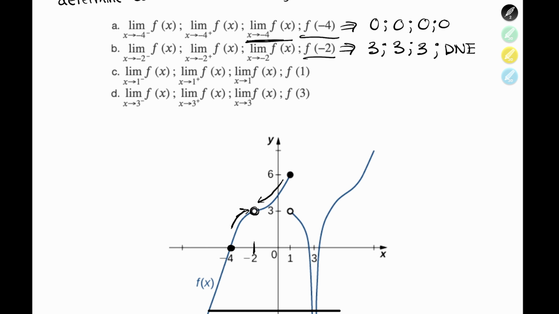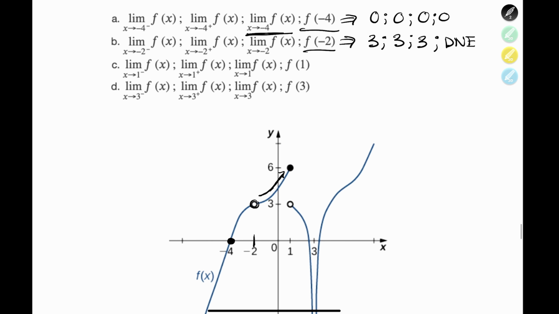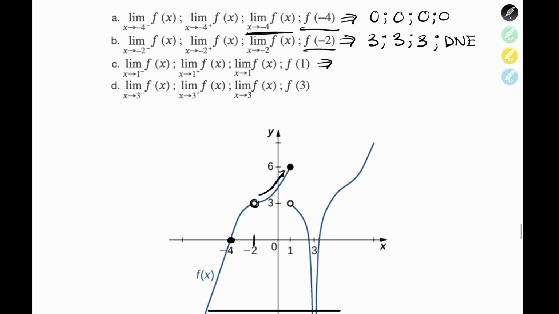So now let's look at the first part of part C, the limit of f of x as x approaches 1 from the left-hand side. So again, I'm going to erase these arrows. And so the limit as x approaches 1 from the left-hand side, we start off from here and approach 1 from the left-hand side, and we get a value of 6. So we get 6.